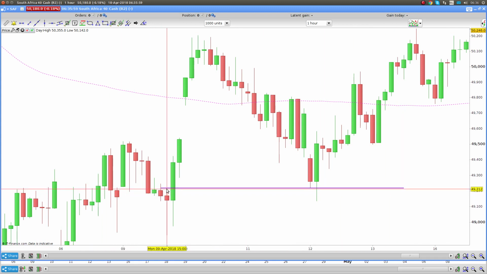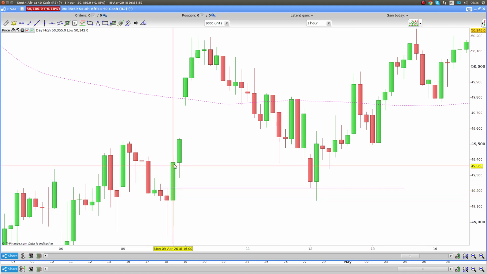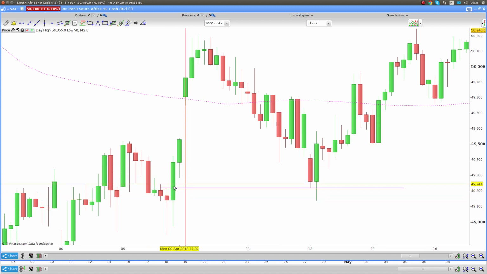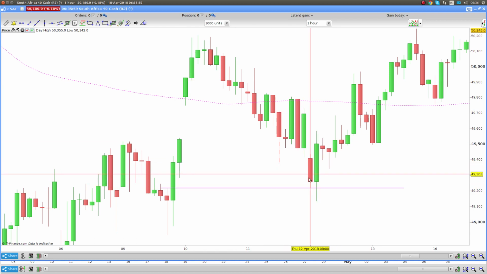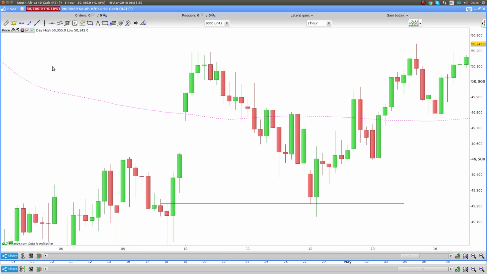So there was the high of this bar, and we had a breakout on the next bar. So I would expect us to come and close this. Maybe not today, maybe not tomorrow, but it will do that sometime in the future. And look what happens. Price comes back and closes that gap.